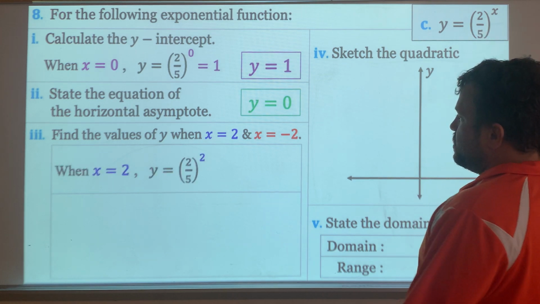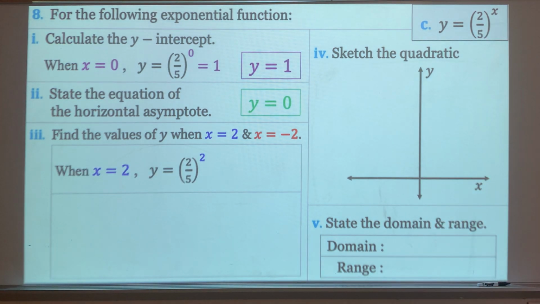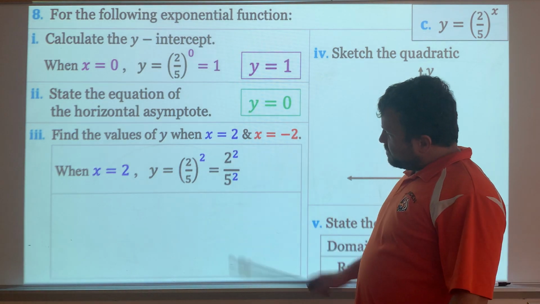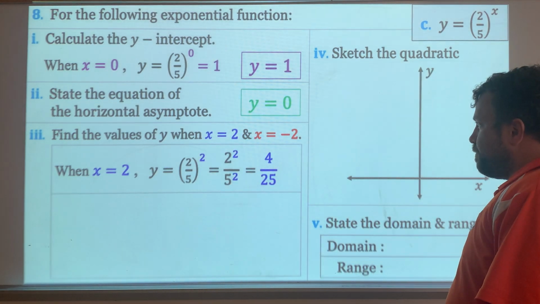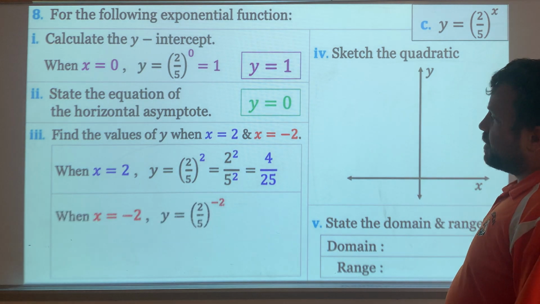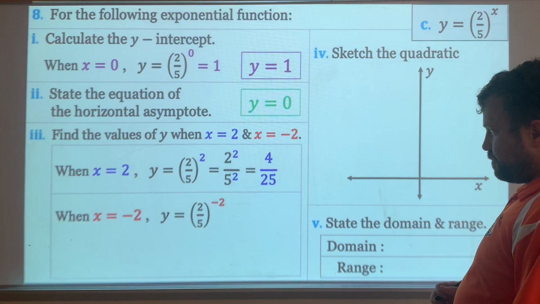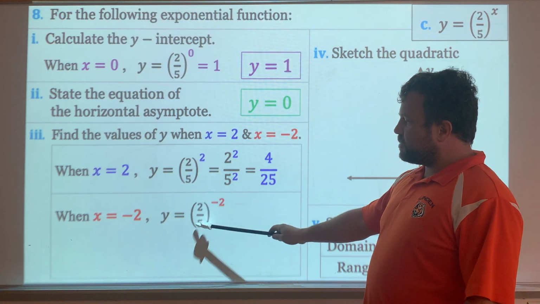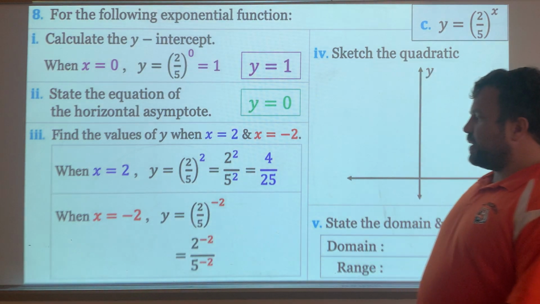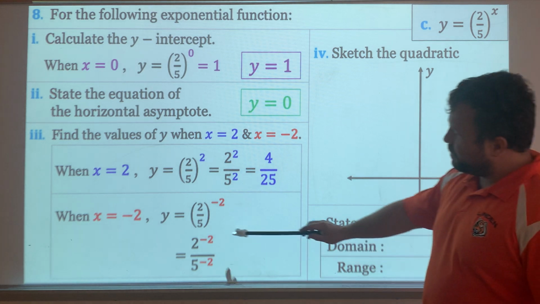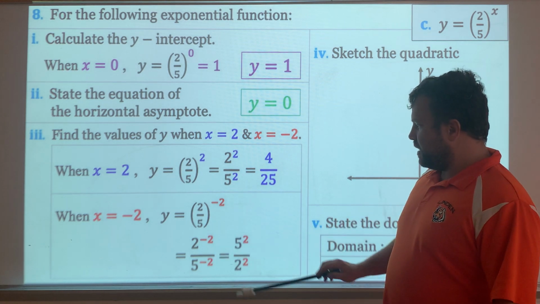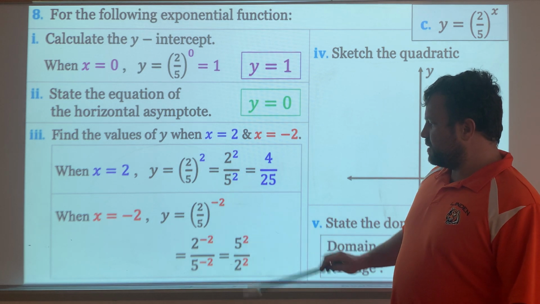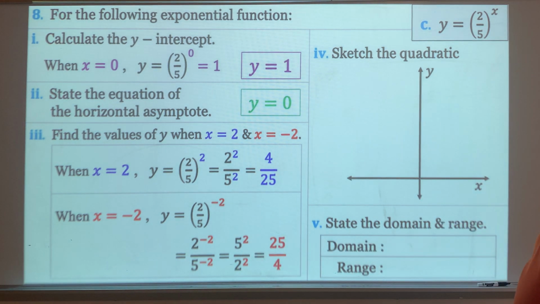When x equals 2, 2 over 5 squared. 2 squared is 4, 5 squared is 25. So, the answer is 4 over 25. Negative 2. All right, because this is negative, you inverse this. So instead of being 2 squared over 5 squared, it's 5 squared over 2 squared, because you're doing both of these to the negative 2. So you just pretty much inverse this, and 5 squared is 25, over 2 squared is 4.